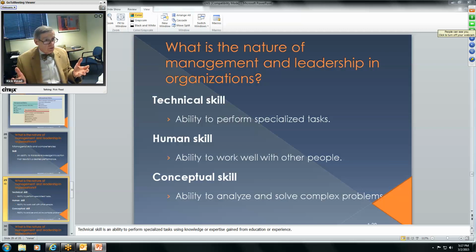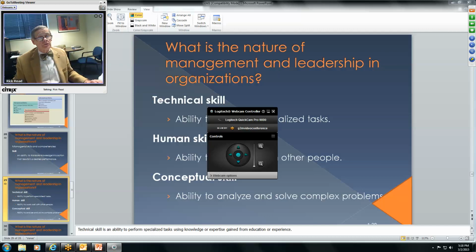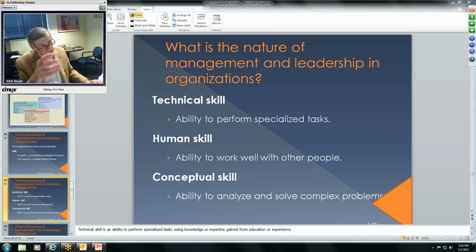And actually, if you want to look at this, this is done as a hierarchy in a way. I don't have a slide here to show you this, but those folks who are supervisors or first line managers have to have an abundance of technical skills. They have to have human skills, human relations skills, if you will, and then they have to have conceptual skills. They are in ascending or descending order, however you want to look at that. Technical first, human second, then conceptual.